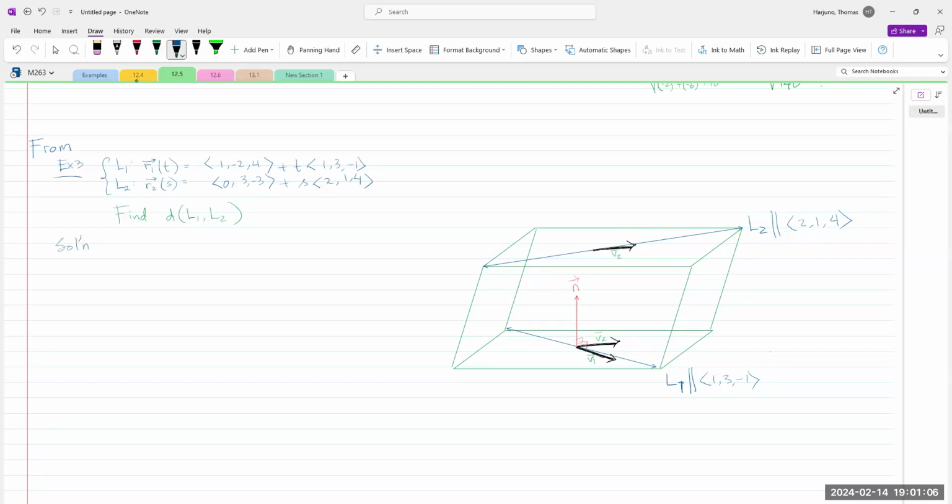Solution. Vector n is normal to L1. Vector n is also normal to L2. Okay, so I can use this vector n and set it equal to v1 cross v2. 1, 3, -1, 2, 1, 4. That will give me 12 minus -1, that's 13. 4 plus 2 is 6, that's -6. 1 minus 6 is -5. So this is the normal vector.